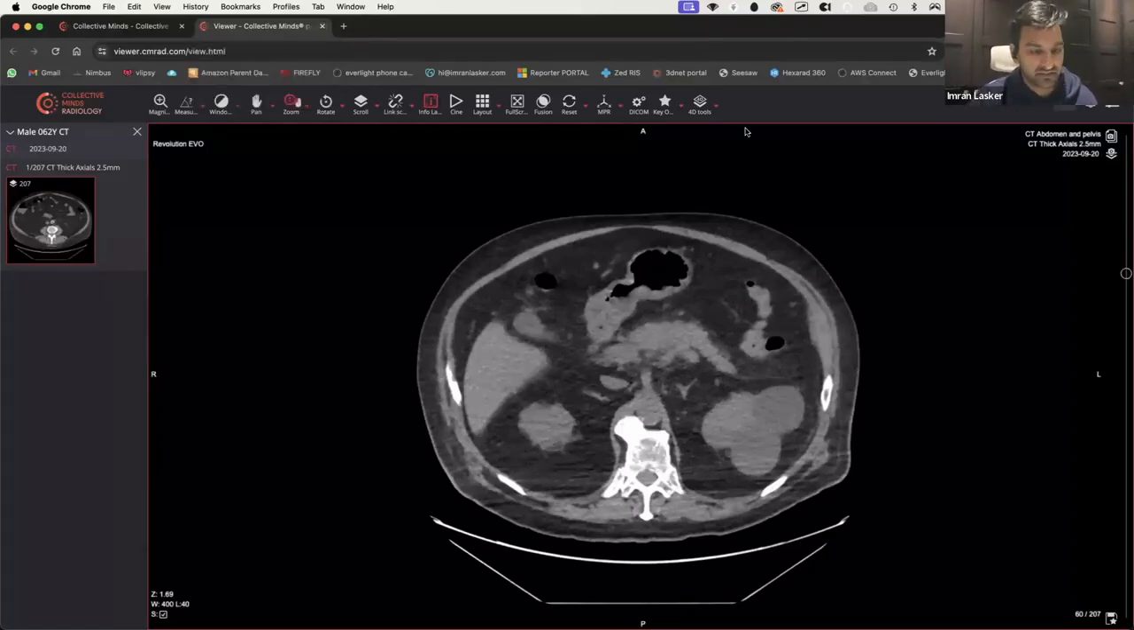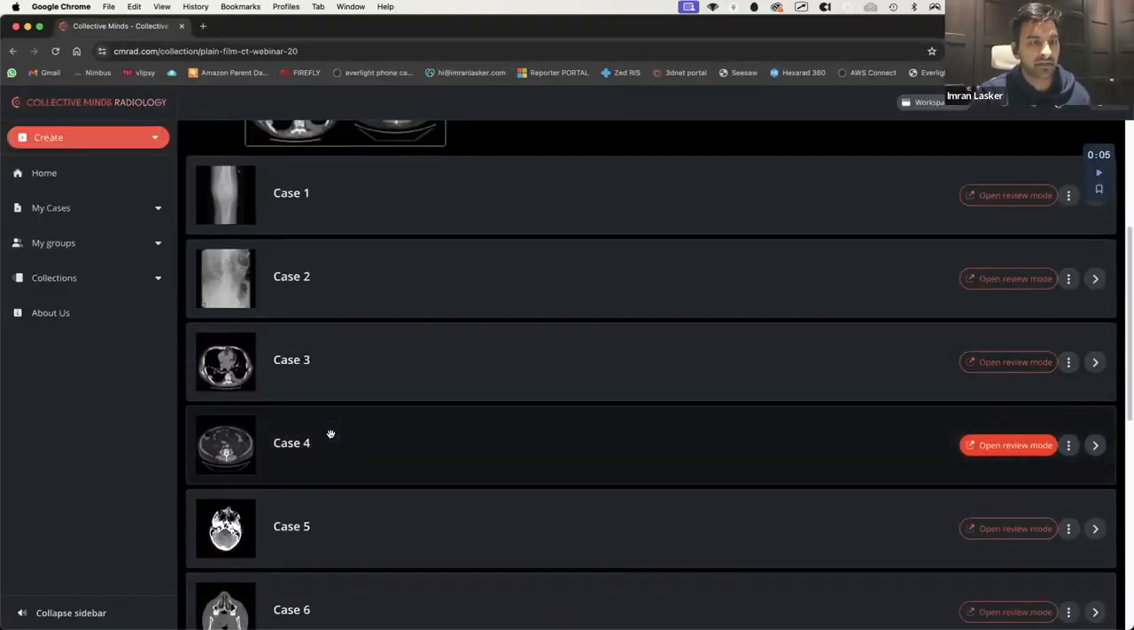But anyway, I thought that was quite an interesting case. Let's end the poll and then we can share the poll. I think we're sharing. And you can see that actually most people went for it. They got it straight away that this is underlying pancreatitis.